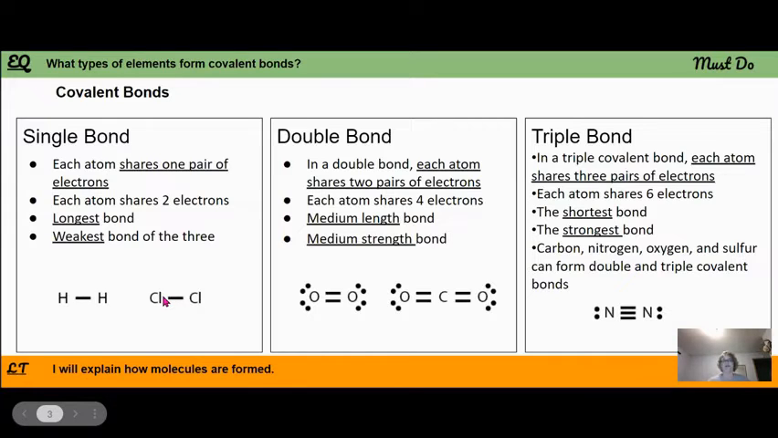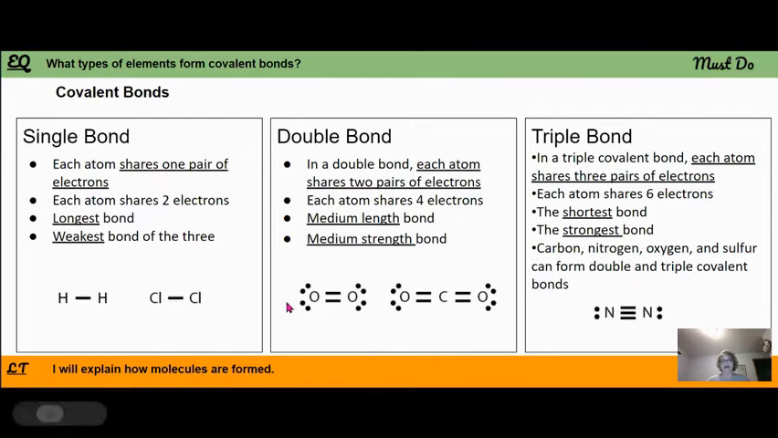So, for example, in this diatomic molecule, I have chlorine and chlorine, and then I have a line in between saying that these are bonded. And in this case, they're sharing two electrons. Okay. That's what we mean by a pair. These are the longest bond, which means that they're the farthest apart. They're also the weakest of the three.